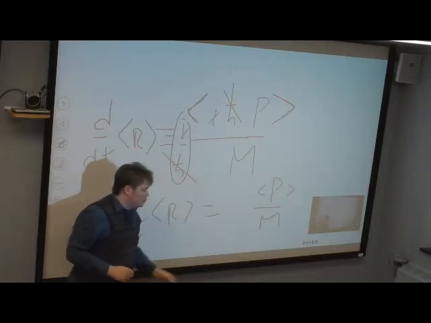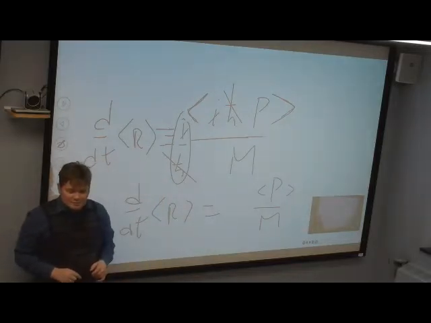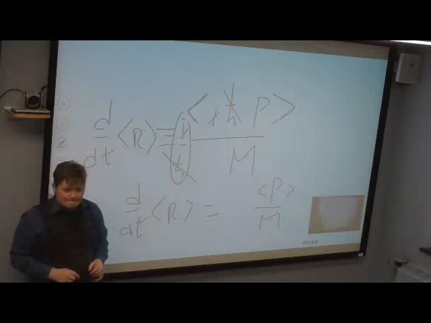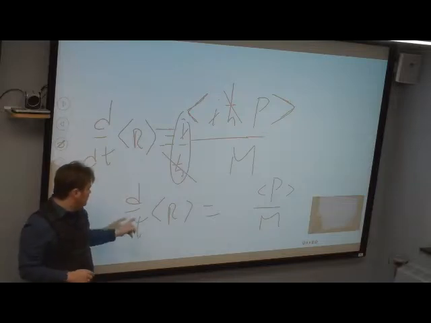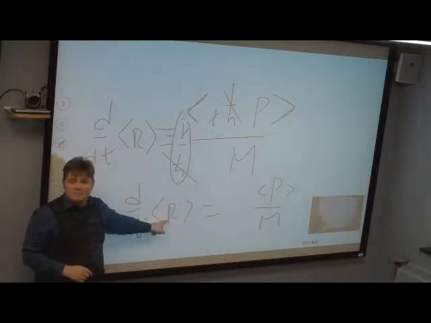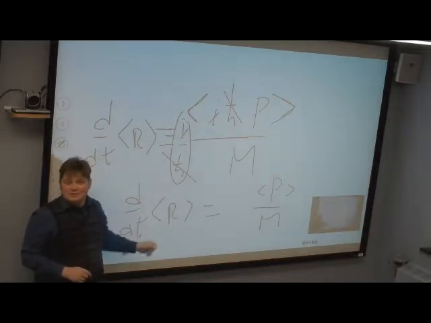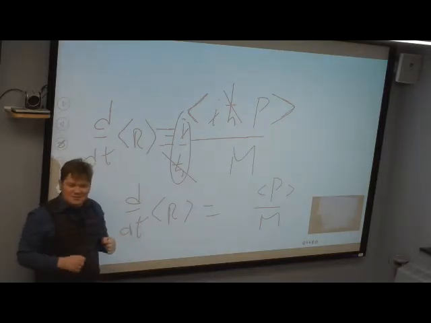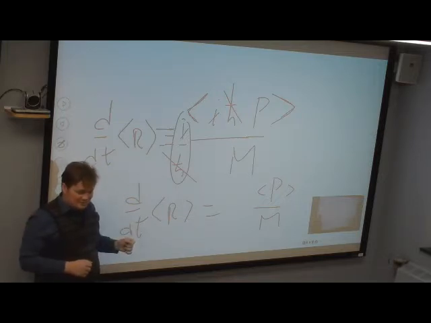So how do we interpret this equation? What is momentum? Mass times velocity. What is momentum divided by mass? Velocity. So the time derivative of position is velocity. So we made a great discovery. The time derivative of position is velocity, right?